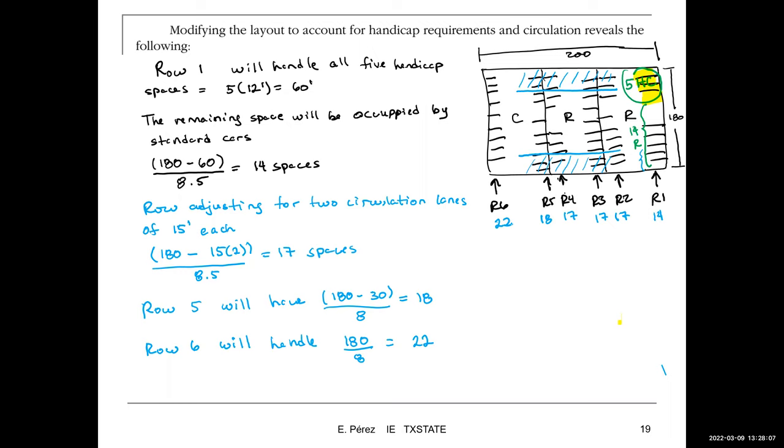So we get the totals, we get our design: 14 spaces, 17, 17, 17, 18, 22. You see the size of the cars is having an impact on the number of cars that you can accommodate in each lane. We are accounting for the handicap here. So we have 14 because this one occupies more space. In this one, we have the circulation lanes impacting the design. And then in this one, there's nothing. So that one will be a regular amount of space.